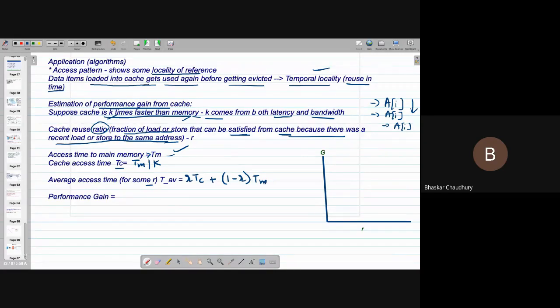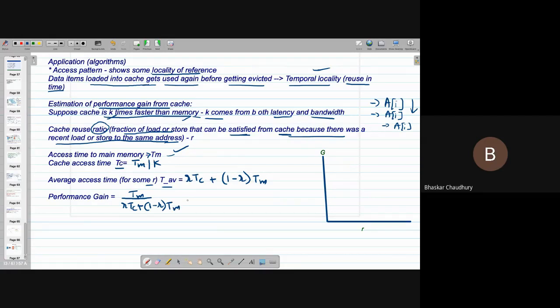Now if I have to look into the performance gain, how much is it? Suppose there was no cache. Everything has to be fetched from memory, then what will be the time taken? TM. And if there is a cache and a reuse ratio of R, what will be the time taken? This T average. So I have to put the T average here, which is R TC plus 1 minus R TM.